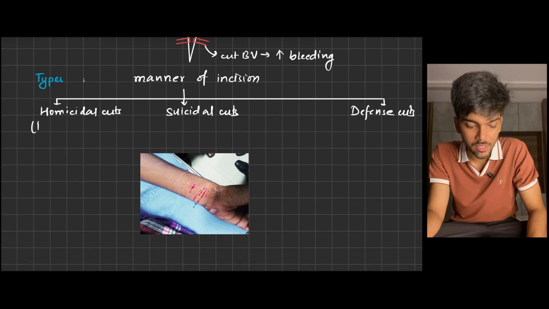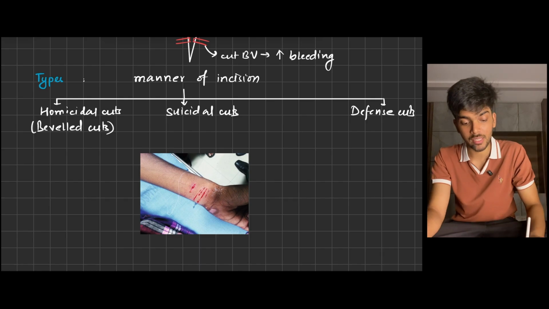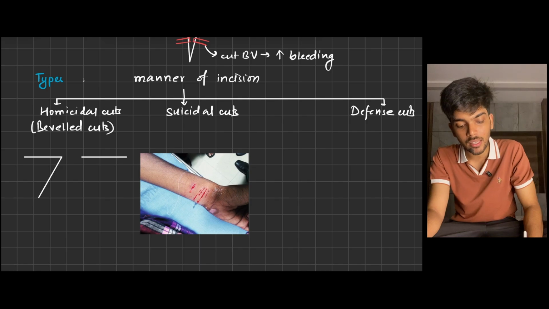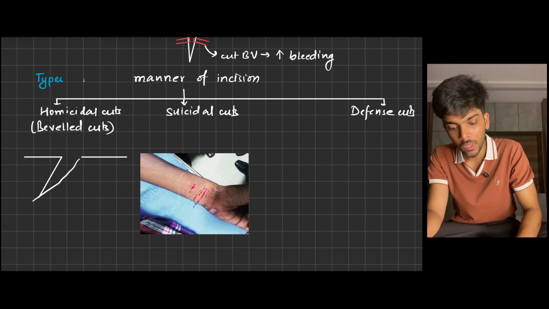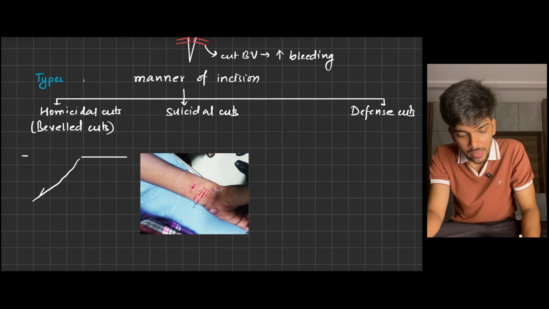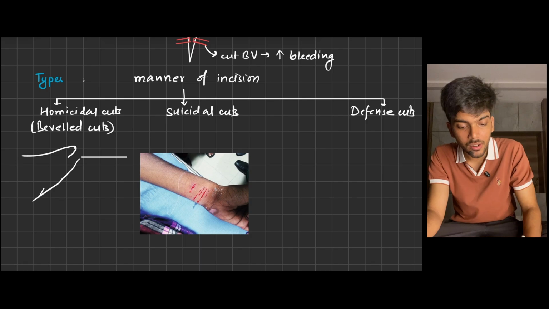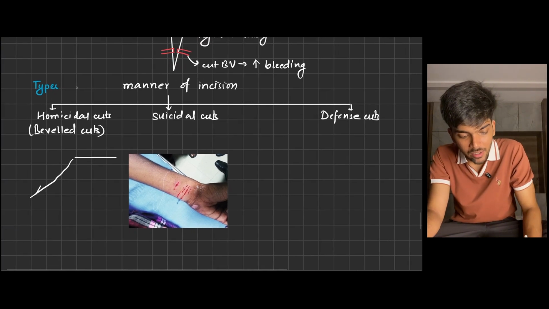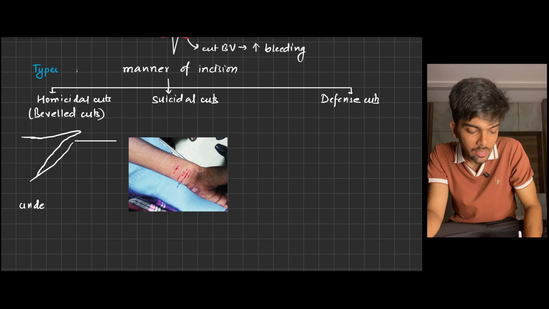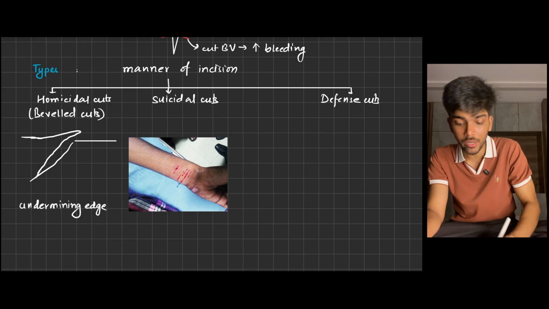First, homicidal cuts. They are also referred to as beveled cuts morphologically, because here the cut is beveled or at an angle. You can see that the cut is at an angle. And this angle made by the cut with the sharp weapon is hidden under the tissue. It's kind of hidden under the tissue like this. This is referred to as undermining edge.